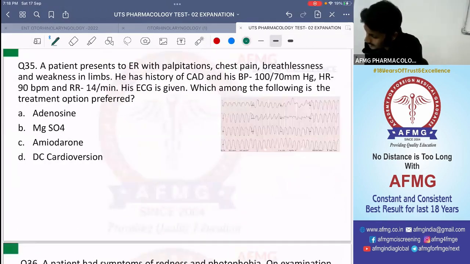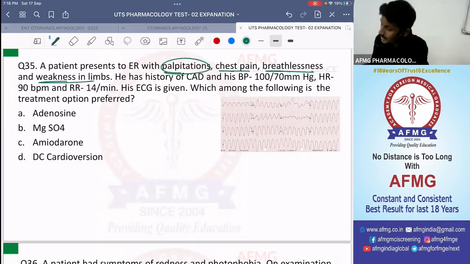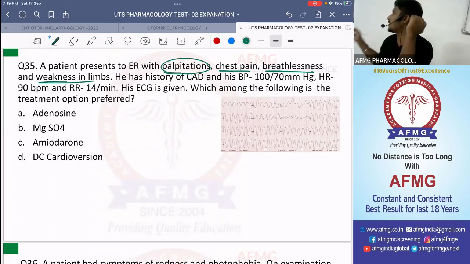A patient presents to the emergency room with palpitations, chest pain, breathlessness, and weakness in the limbs. Again, these are features of arrhythmia. Okay, if the patient is having a high heart rate, cardiac output will decrease, and when cardiac output decreases, the patient will usually have breathlessness. There would be weakness in all the limbs. Okay, chest pain can also occur due to decreased coronary flow.